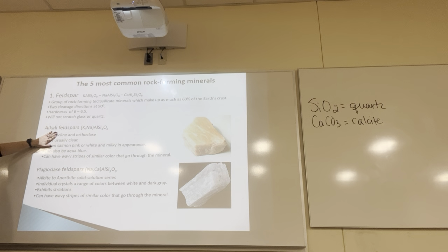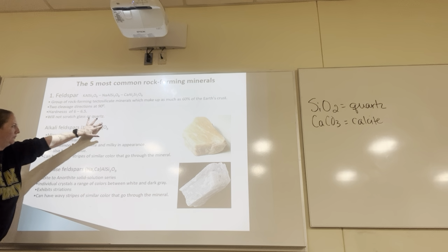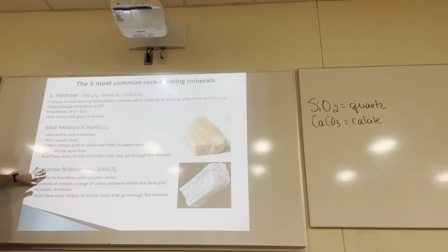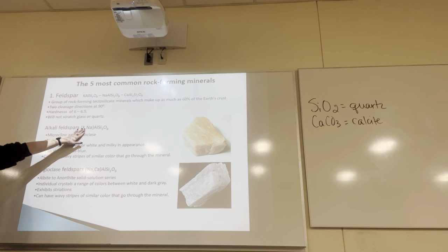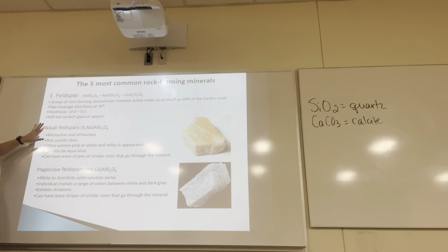Alkali feldspars are going to be ones that contain either potassium or sodium, and then this chemical formula here. And then plagioclase are going to tend to contain a little bit more calcium than what we would have here. This has potassium and sodium. So sometimes these are called potassium feldspars and plagioclase feldspars, but you can call them alkali feldspars too. So typically they are going to look creamy to white to pink in color.